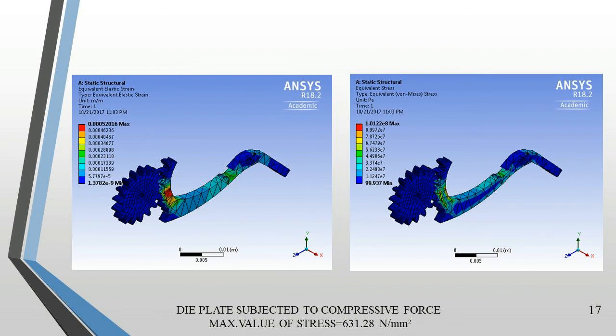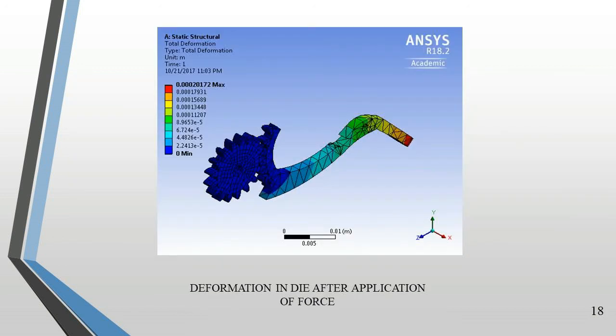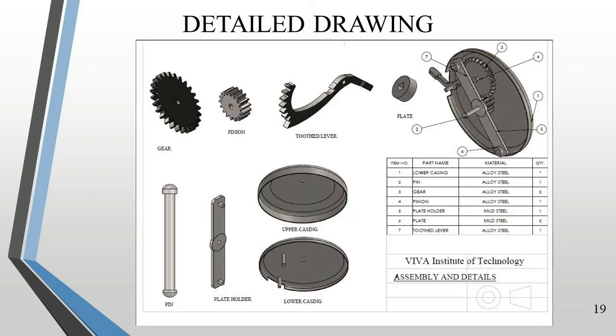Now in the toothed lever, the red portion is where the maximum elastic strain is acting, and the green and blue portions have minimum elastic strain. Also the equivalent von Mises stress shown in the gear tooth lever is shown in blue and various colors, whereby we get the von Mises stress. Now the static structural total deformation is shown on the gear tooth lever again. Now the detailed drawing is shown in the figure.